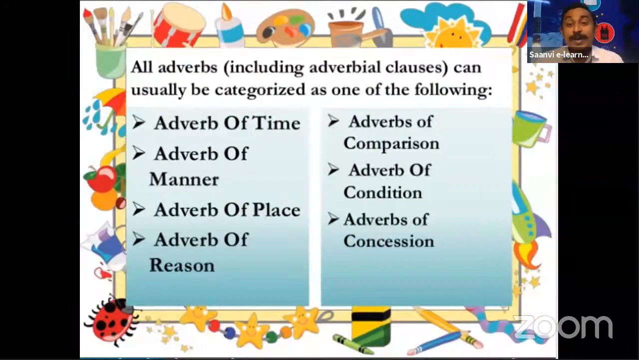All adverbs, including adverbial clauses, can usually be categorized as one of the following. So we have a classification of adverbial clauses. It's already mentioned in your textbook too. Adverb of time, adverb of manner, adverb of place, adverb of reason, adverb of comparison, adverb of condition, adverb of concession. These are the classifications of adverbs. We will discuss them one by one. At first, what you need to understand is what an adverb is. I have discussed that an adverb shows how an action is done.